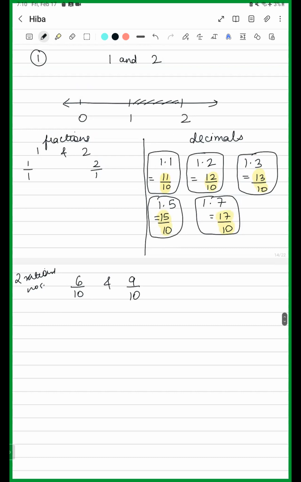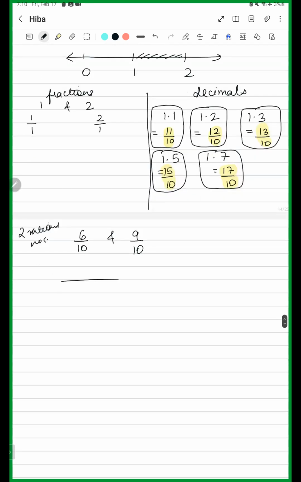Oh, sorry. This is the number line. Let's say 7 by 10 and 8 by 10. Very good. Okay. This is your 0. This is your 1. 1 means 10 by 10. Okay. 1, 2, 3, 4, 5, 6, 7, 8, 9.